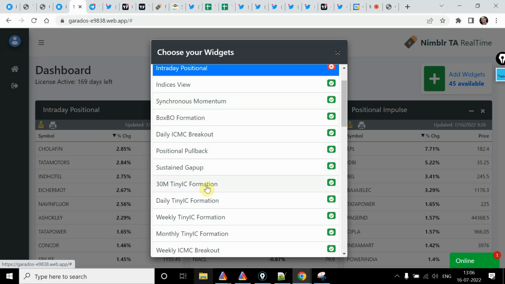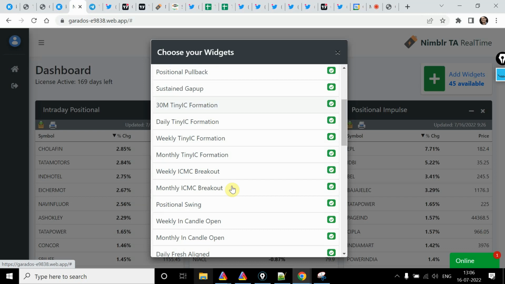You are looking for ICMC breakout at 12 o'clock, you log into the system at 12:15, and you want to see on a 15 minutes breakout where the ICMC breakout is happening. You will enter that particular stock accordingly.